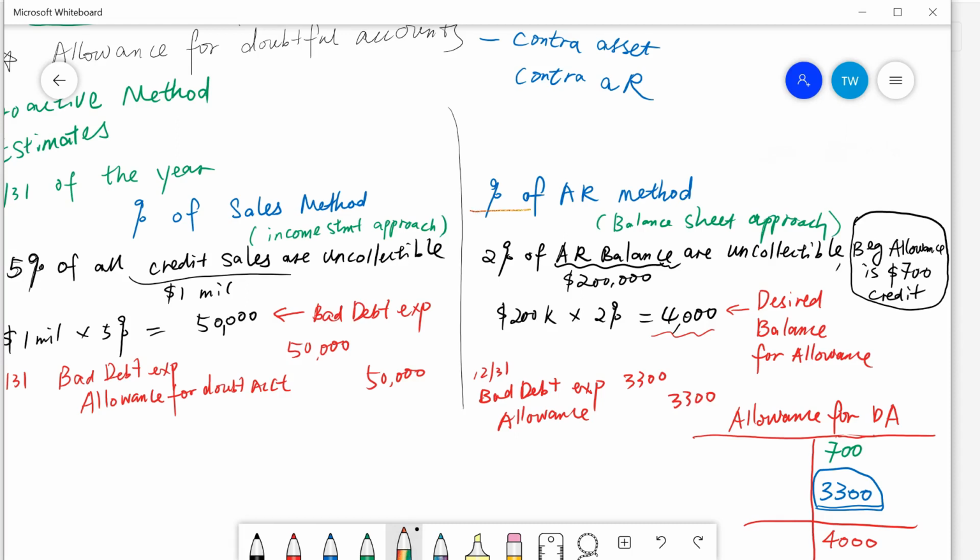This is really the part you want to pay attention to. For percent of accounts receivable method, you need to go one more step and consider the beginning balance of the allowance account. The bad debt expense is not the $4,000 you calculated. It is the difference between what you calculated and the beginning balance of that account.